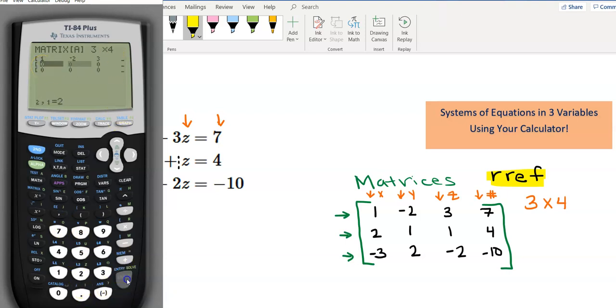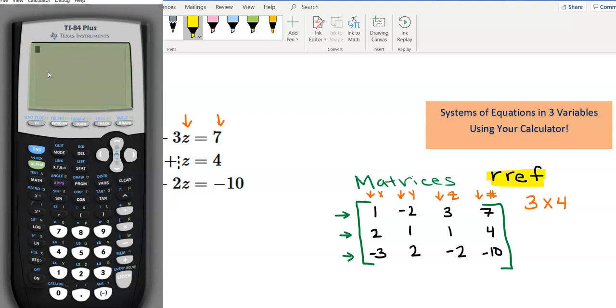So then 2, enter, 1, enter, 1, enter, 4, enter. Again, negative sign, 3, enter, 2, enter, -2, enter, -10, enter. So now that I've entered this information into your calculator, you're going to go to Second, Quit, and it's going to bring you back to the home screen.